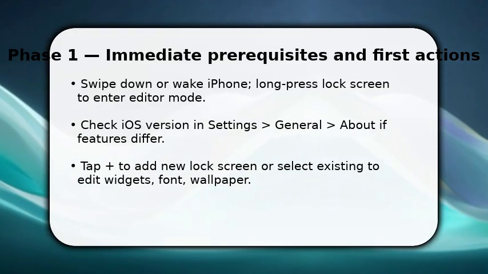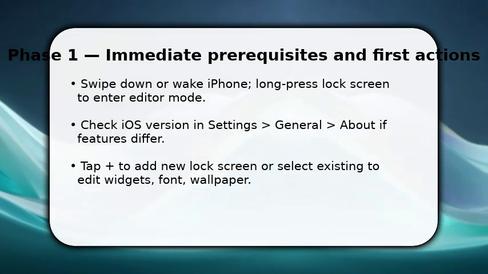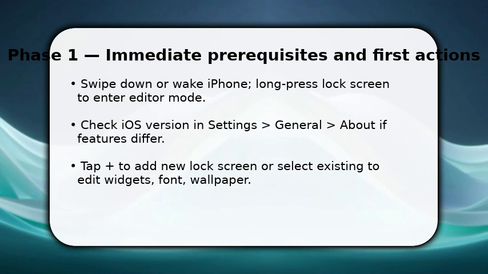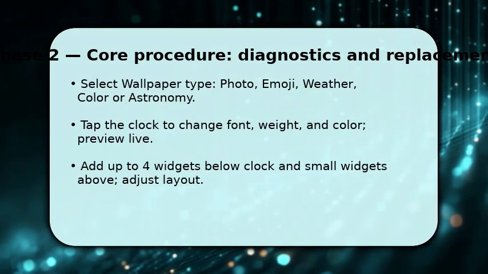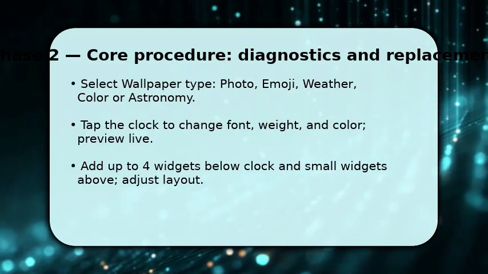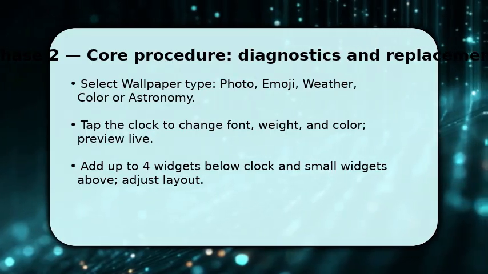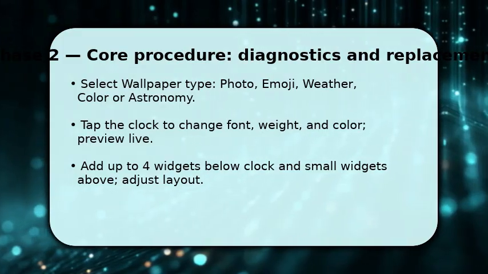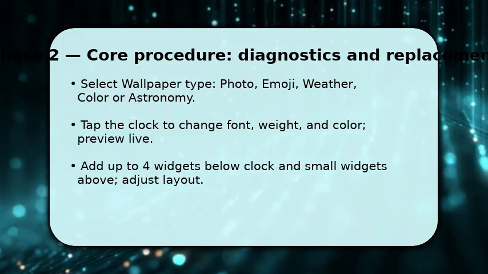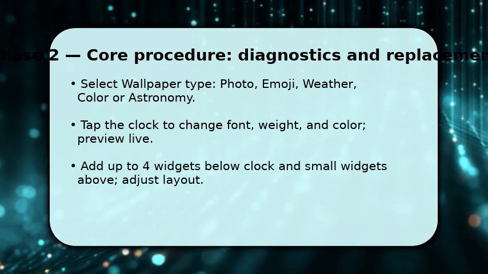Tap wallpaper first to pick photos or Apple collections, because that sets the background context for the rest of the changes. Now focus on the middle steps. Choose the wallpaper type, photo, emoji, weather, color, or astronomy, because that determines layering and contrast. Tap the clock to change font, weight, and color. Pick a readable style so notifications stay legible.